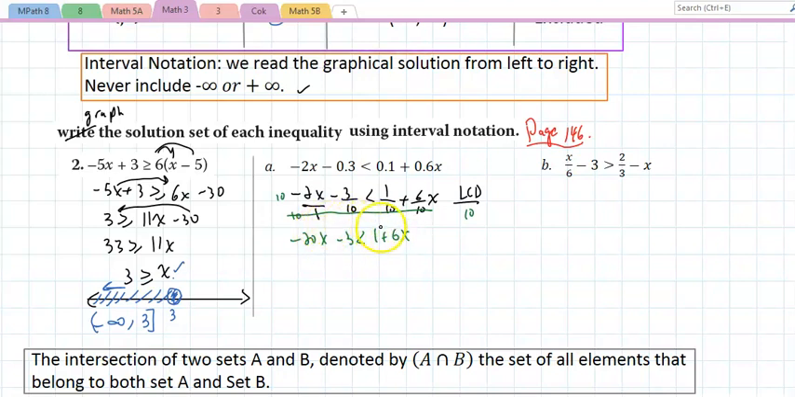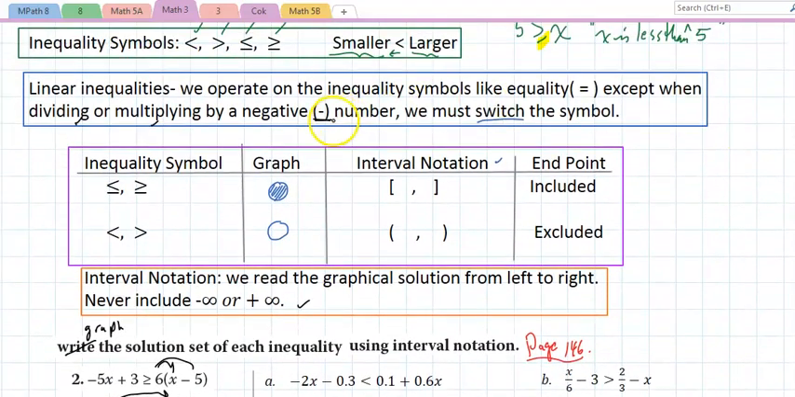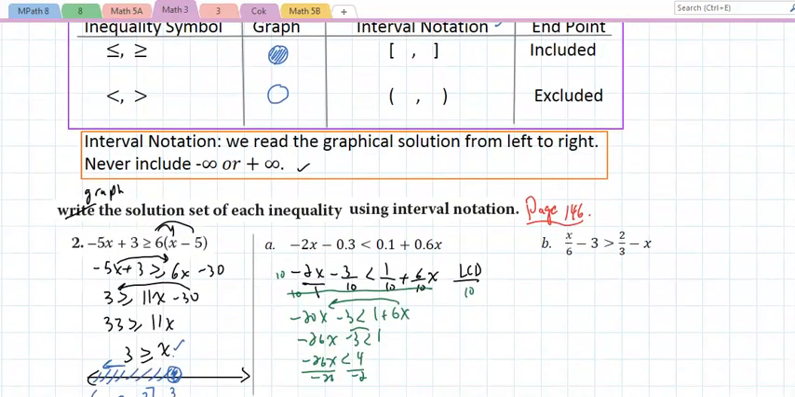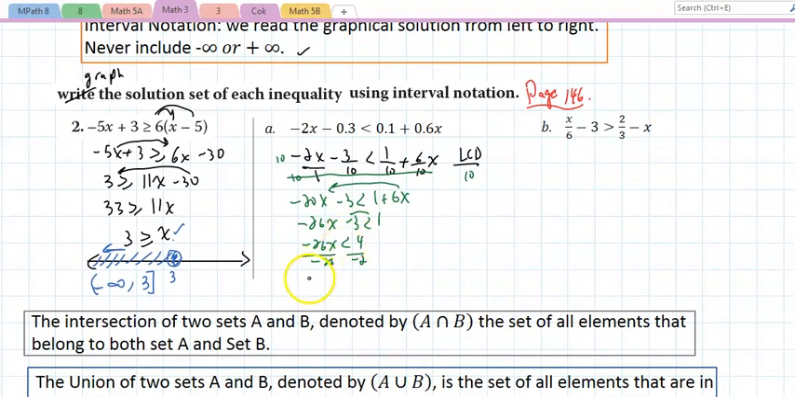I should move the 20 to the right, but for practice purposes, I'm going to move the 6 to the right. That makes it negative 26x minus 3 is less than 1. Add 3 to both sides. That makes it a 4. And if I divide by negative 26, there it is. We have just applied the rule. We divided by a negative number, which means I need to switch the symbol.